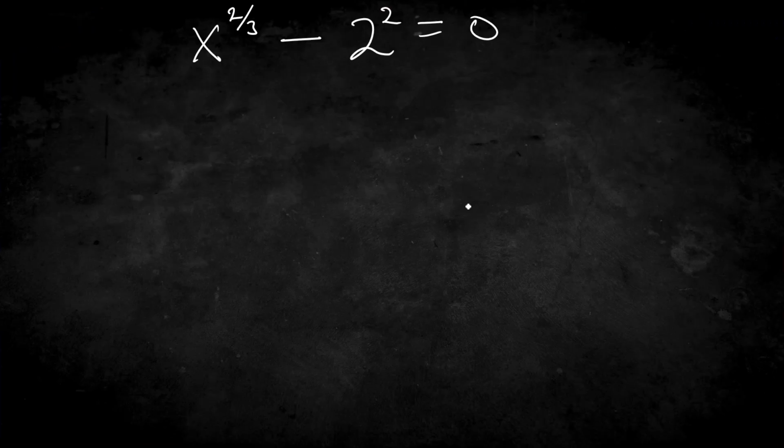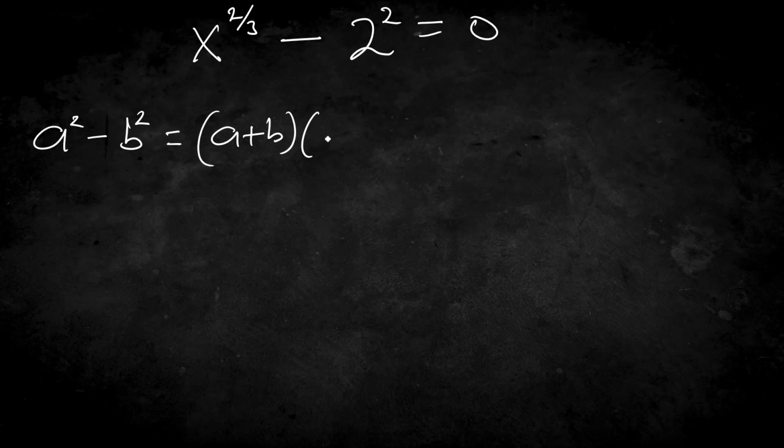All right, let's solve this question together. Now, when you are given a raised to 2 minus b raised to 2, it is the same as (a plus b)(a minus b). So this one is the difference of two squares. Okay, now let's observe the question very well.